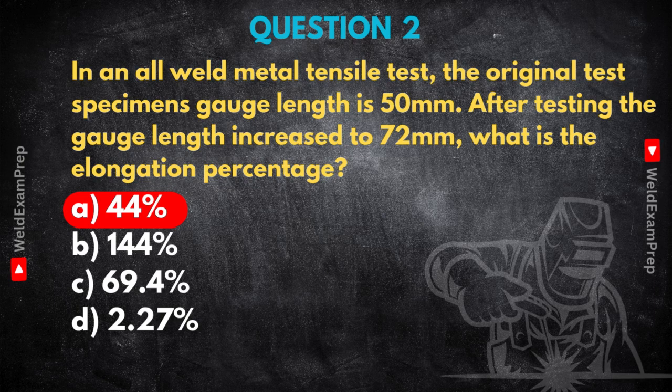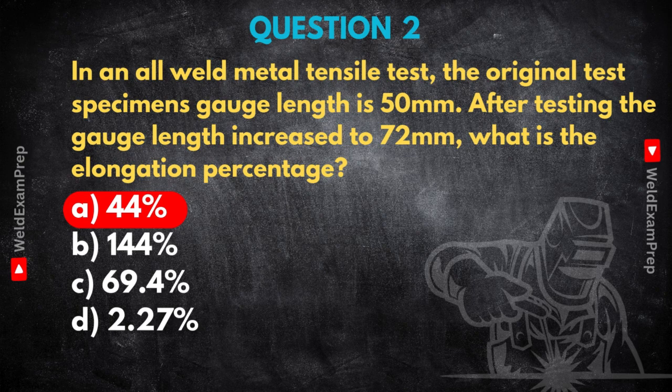So in this case, the length changed from 50 millimeters to 72 millimeters. That's a change of 72 minus 50, which is 22 millimeters. Great, a 22 millimeter increase. Then you divide that change, 22 millimeters, by the original length, 50 millimeters. So 22 divided by 50 equals 0.44. Multiply that by 100 and you get 44%.